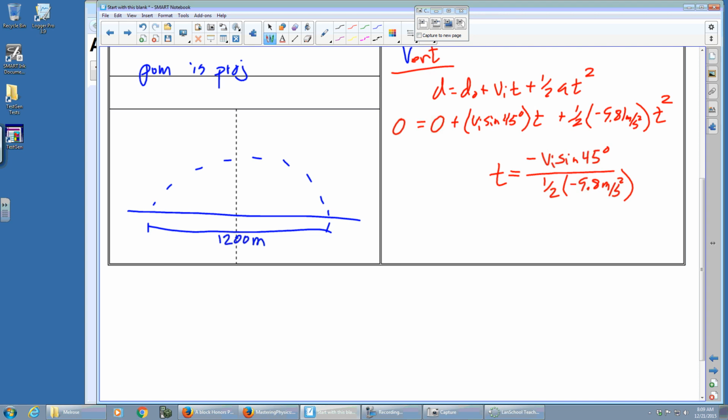And since T is common between both sides, that may allow me to bring the two sides together. So I'm just going to write this in a way that makes an algebra teacher a little bit happier: 2 VI sine 45 degrees over 9.81 meters per second squared.